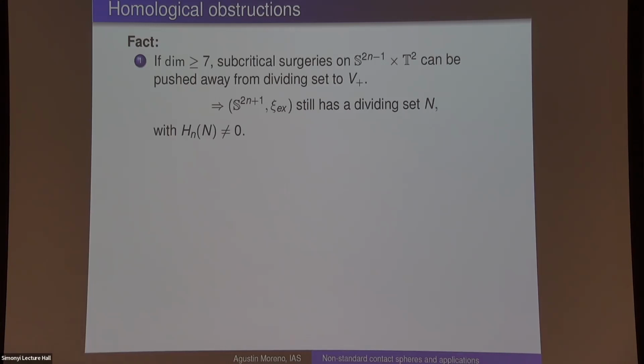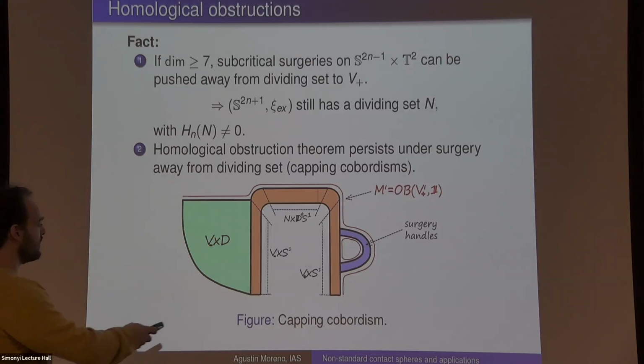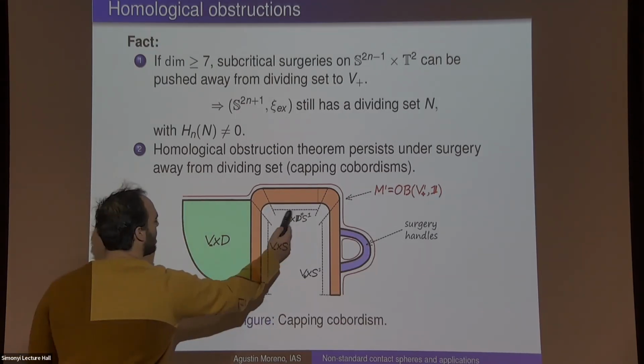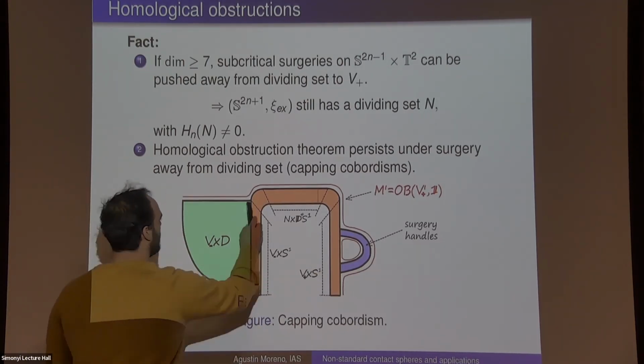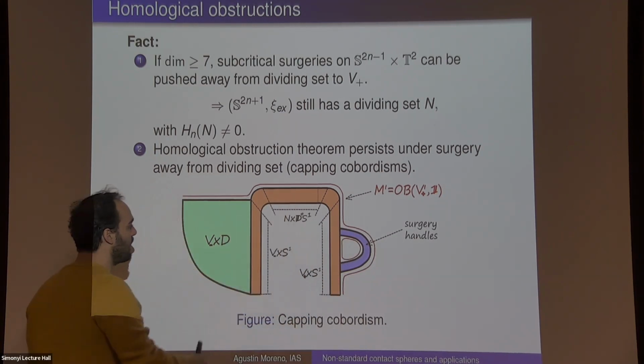So in particular, it's still non-zero at the positive end. There's some subset with non-trivial nth homology on the sphere. The claim is that you can generalize this homological obstruction theorem for surgeries away from the dividing set. The picture is, there's some clever sequence of cobordisms that you can do. You start with your convexly decomposed manifold: V minus times this one, V plus times this one, and here's the dividing set times the cylinder. You do some surgeries away from the dividing set, so you get this new manifold, which has this boundary with the surgeries away from the dividing set. In our case this would be a sphere.